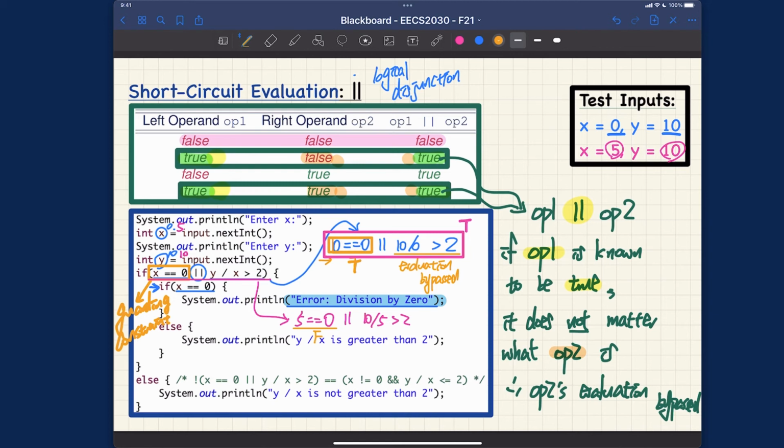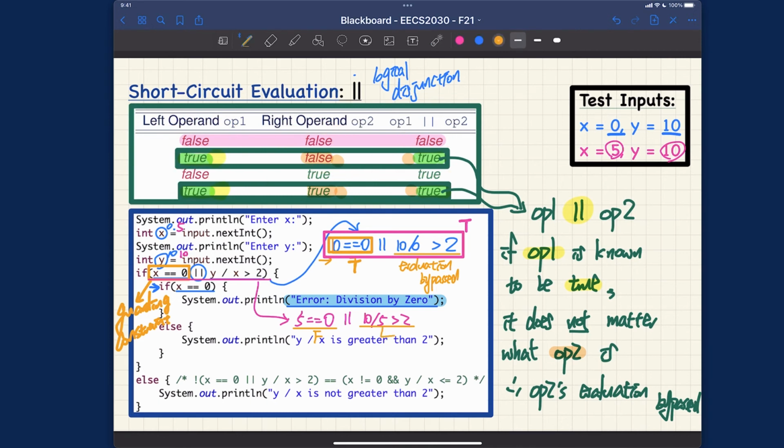In the case of disjunction, if the first operand is actually false, we need to evaluate the right-hand side to really make sure what the result should be. For example, you can see in the case where the first operand is actually false, depending on what the second operand is, is going to be the corresponding answer. So you cannot just judge by the false alone. You want to see what the second operand is. So that means this will still be evaluated.